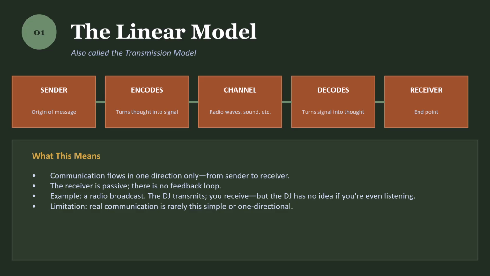The first and oldest model is the linear model of communication, sometimes called the transmission model. This model describes communication as a one-way process. A sender encodes a message, meaning they turn a thought into words or gestures, and transmits it through a channel, like sound waves or a phone signal, to a receiver who then decodes it on the other end.